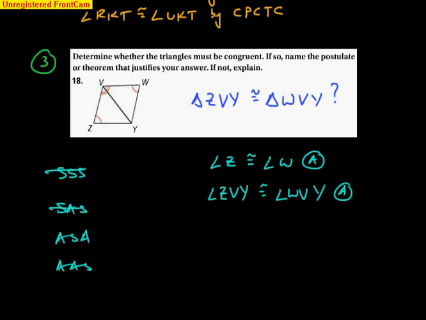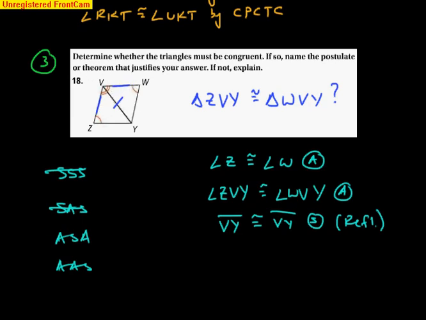So the question is, can I get a pair of sides somewhere? And the answer is yes. VY is congruent to itself. Segment VY is congruent to segment VY. That's a side. This is by the reflexive property. And I have two angles and a side. This side is not in between the angles. VZ and VW would be the sides in between the angles, right?